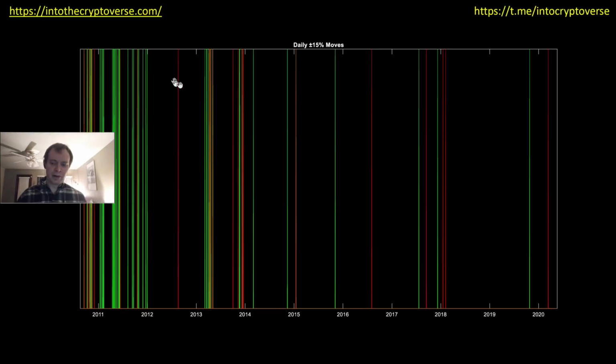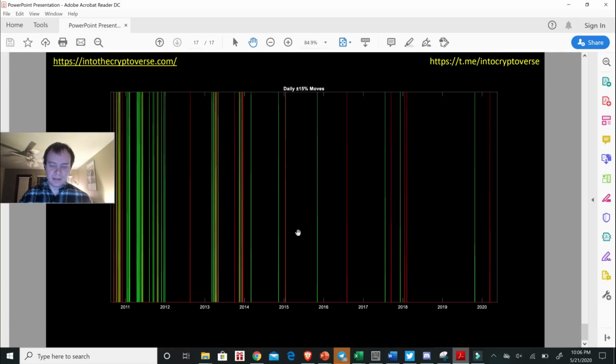Here's 15% moves plus and minus. Still somewhat interesting. I think you guys get the idea. Again, I just want to show a couple more things.